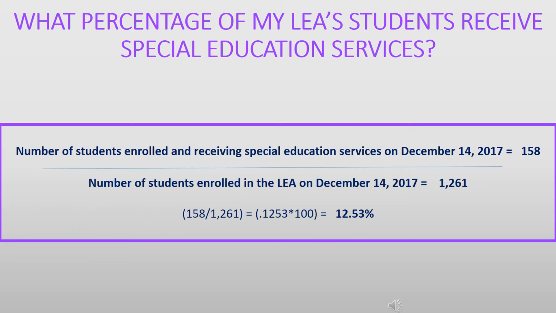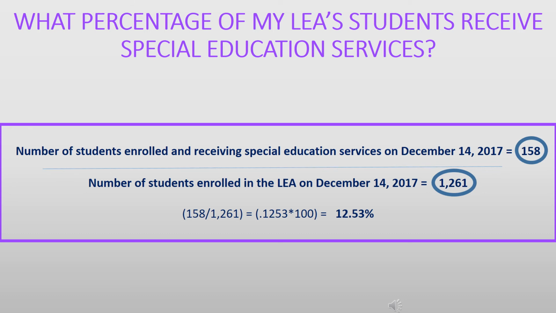What percentage of my LEA students receive special education services? Number of students enrolled receiving special education services on December 14, 2017 was 158. Number of students enrolled in the LEA on December 14, 2017 was 1,261.